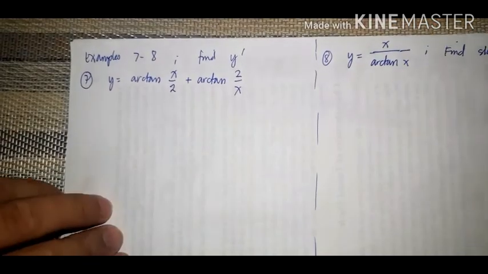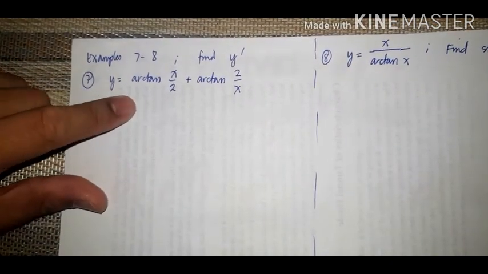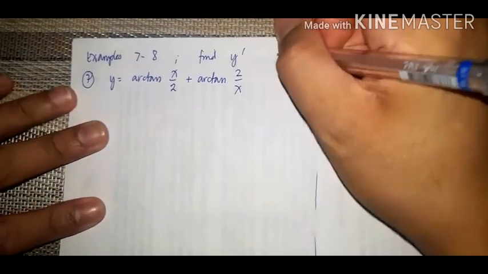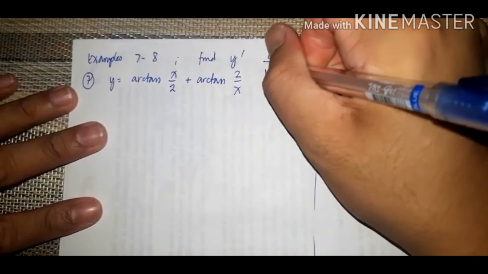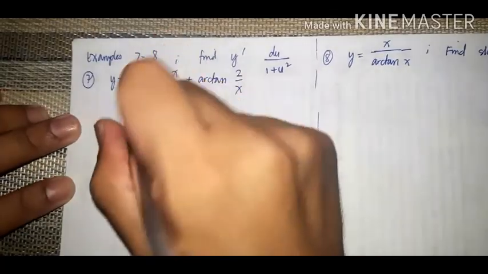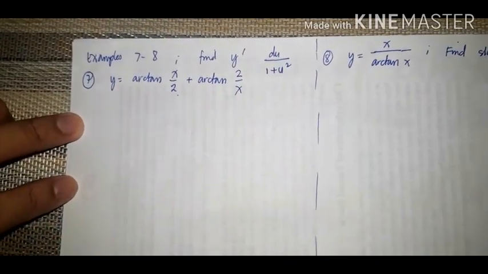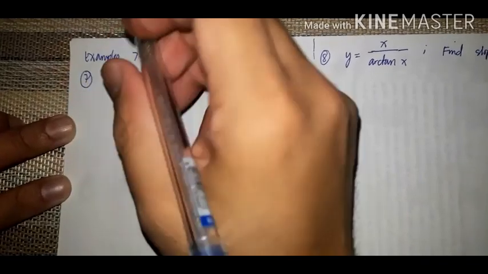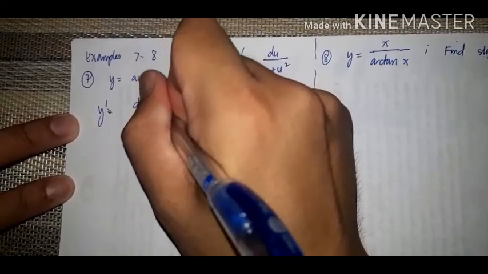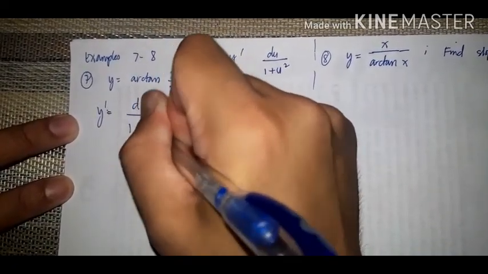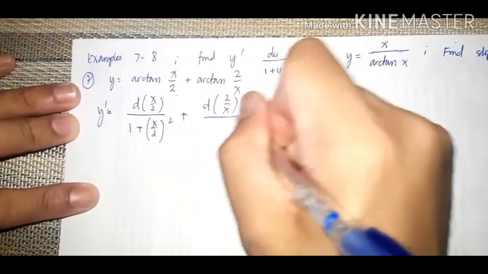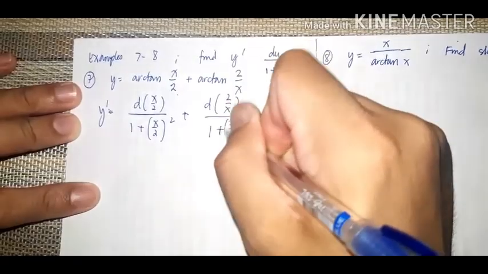Okay. What if we have y is equal to arctangent x over 2 plus arctangent 2 over x. So, again, ang formula natin ng arctangent ay du over 1 plus u square. So, ang u natin ay x over 2. So, ang ating y prime ay derivative ng x over 2 over 1 plus x over 2 squared plus derivative ni 2 over x over 1 plus 2 over x squared.